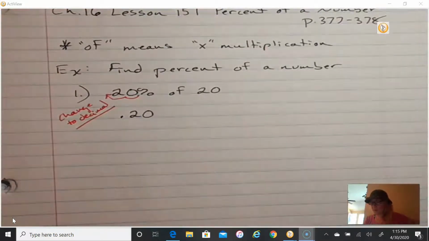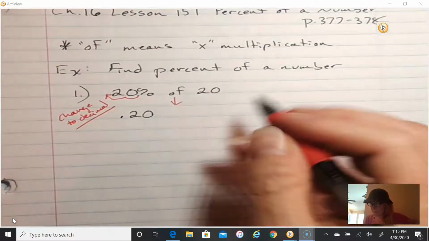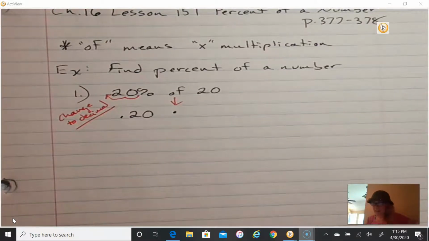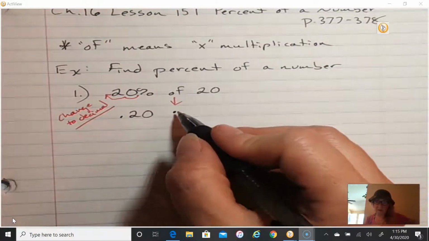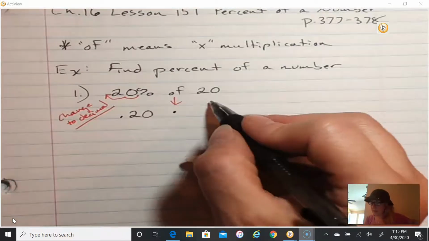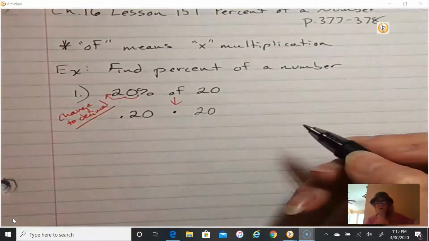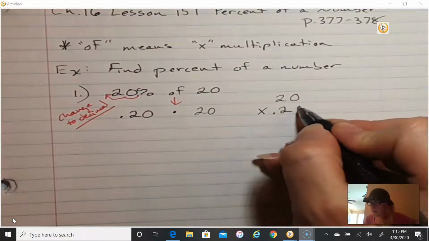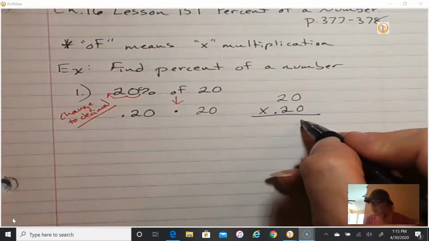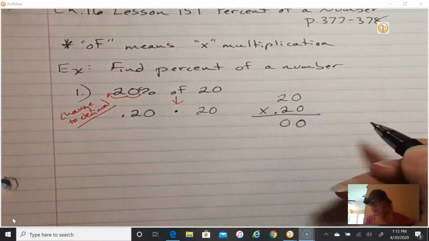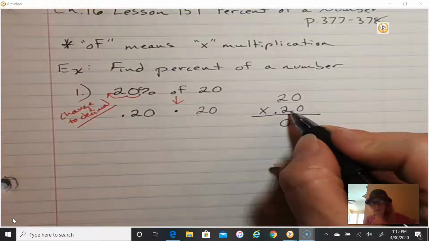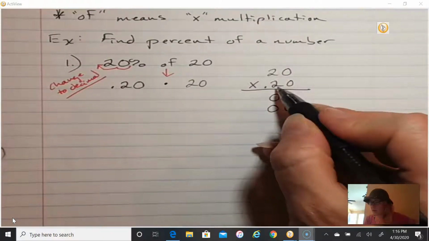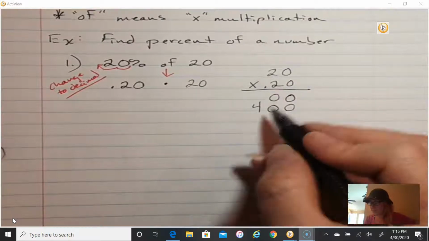What did I tell you "of" means? Multiplication. I'm going to use a dot because remember I told y'all we like to use dots for multiplication. And 20. So now we just multiply. 20 times 0.20. 0 times 0 is 0. 0 times 2 is 0. We're going to another digit, so I put in my placeholder 0. 2 times 0 is 0. 2 times 2 is 4.